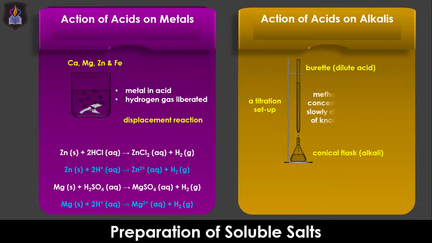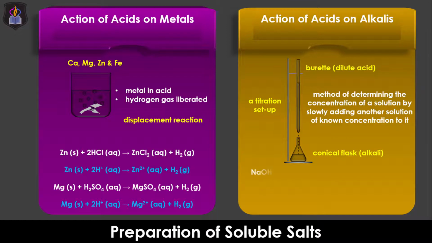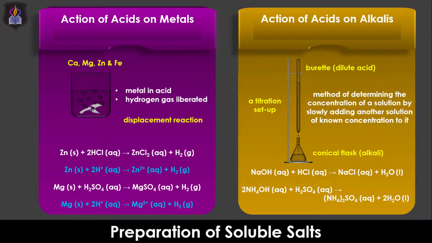Titration is a method of determining the concentration of a solution, say an alkali, by slowly adding another solution of known concentration, say an acid from a burette to it in a conical flask, until the reaction is seen to be complete by the color change of an indicator. For example, sodium chloride can be prepared by the titration of dilute hydrochloric acid and aqueous sodium hydroxide. Similarly, ammonium sulfate can be prepared from the titration of dilute sulfuric acid against aqueous ammonia, also called ammonium hydroxide.